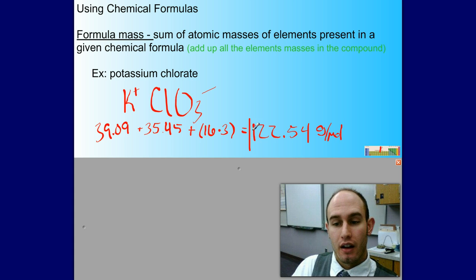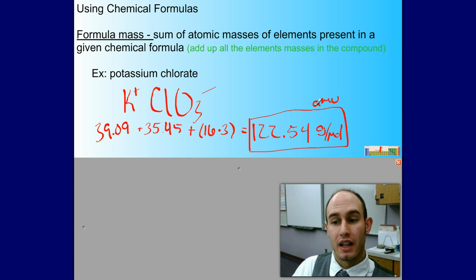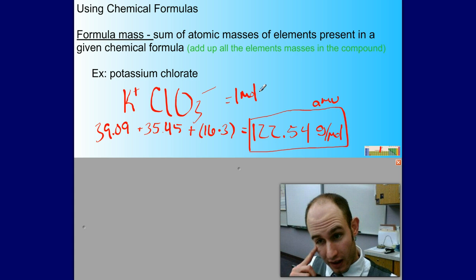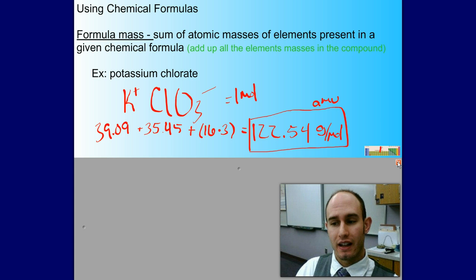Because if I look off the periodic table, each one there is in AMU. But if I'm given 1 mole of this compound, if I had 1 mole of potassium chlorate, then I know that 1 mole of any element on the periodic table equals its atomic mass in grams. So that's how I can give it the grams per mole unit. Or you could label it AMU in that case.